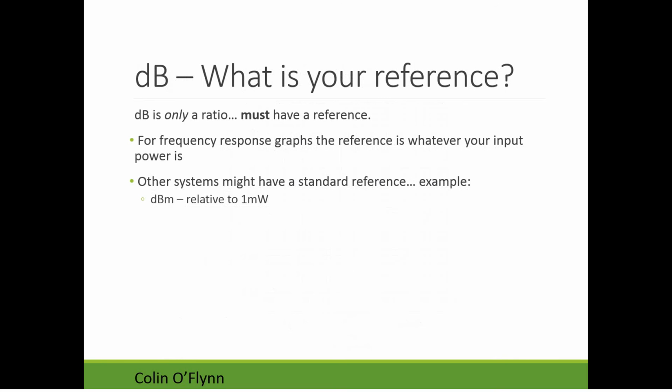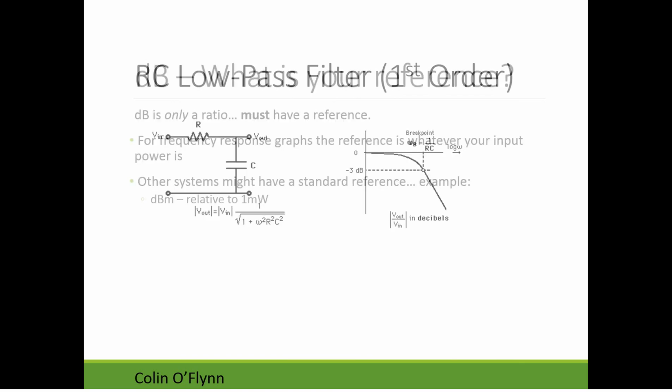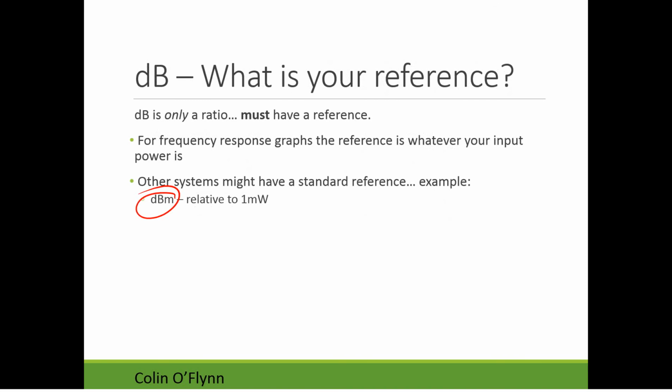As I mentioned, it's only a ratio, so you always have to have a reference. For the frequency graphs, the reference is just the input power. In other places you'll see stuff like dBm, which explicitly calls out that we are referencing this value relative to 1 milliwatt. And you'll see dBW, relative to 1 watt of power. That's all the time in RF. It's simply a way of saying, relative to a milliwatt, what is the value here?